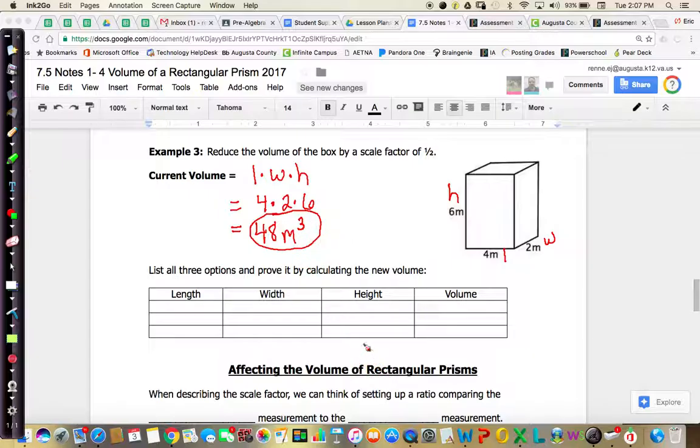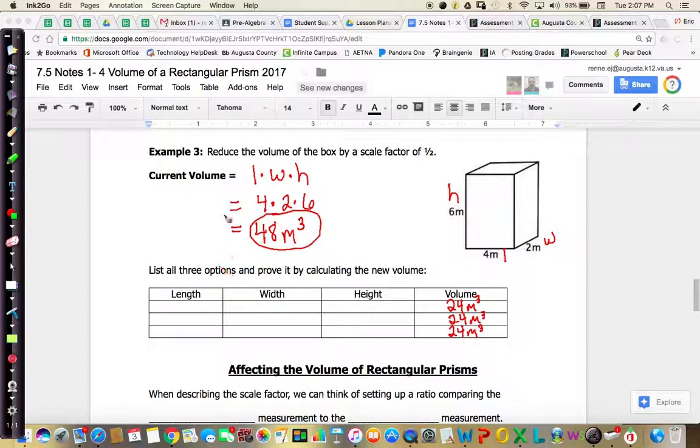Okay, now, we need to list all 3 options by calculating the new volume. Okay, and look at the original question. It said reduce the volume of the box by a scale factor of 1/2. So if the original volume is 48, what should the new volume be if we cut 48 in half? And hopefully you said 24. So all our new volumes are going to be 24. So 24 meters cubed. And once we put our measurements in, we'll double check that they multiply to give us 24. Because if they don't, then we made a mistake.